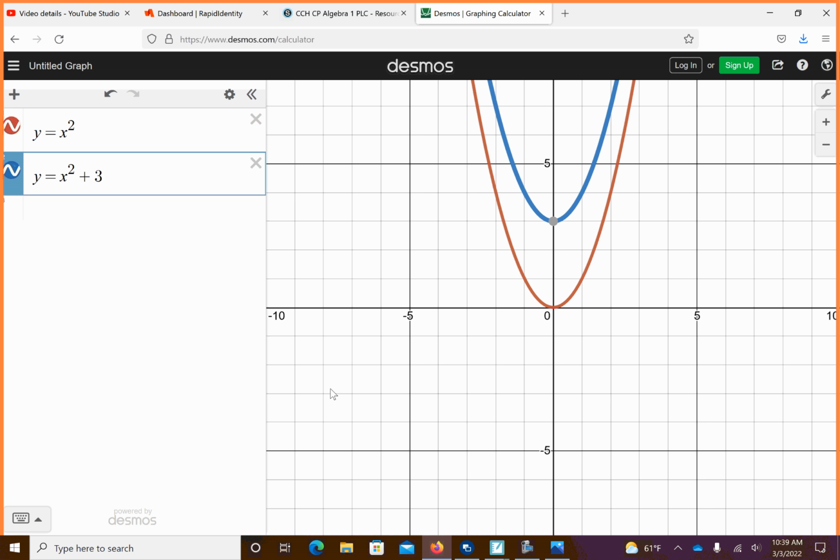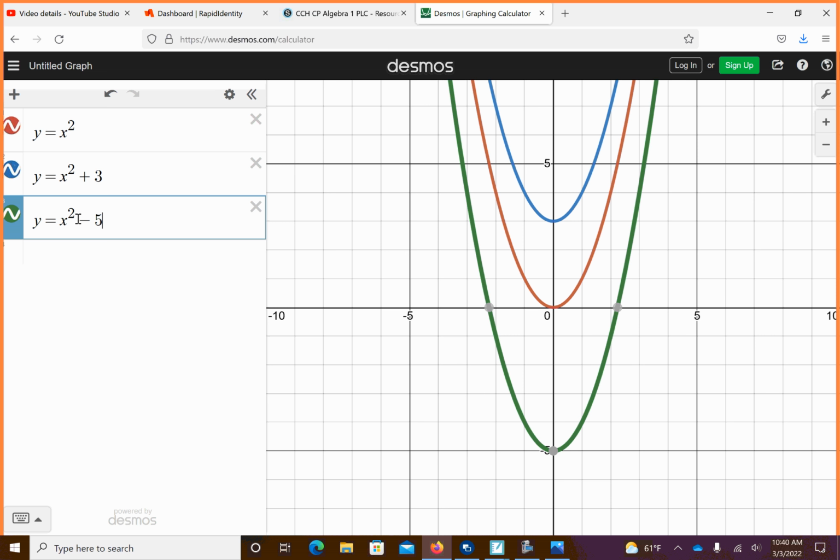So take a look at the two graphs. One's red. First one we graphed is red. The second one's blue. What do you kind of notice about the two graphs? What could you tell me? What's the difference from the red to the blue, just the most obvious? It moved up. How many do you think it moved up? 3. Yeah. Okay. So if I did something like this, if I did y equals x squared minus 5. So what do you notice? The red is our original. What do you notice about the green one, the most obvious? Some people might say, well, it's wider. Well, it is wider, but what do you notice about the vertex?